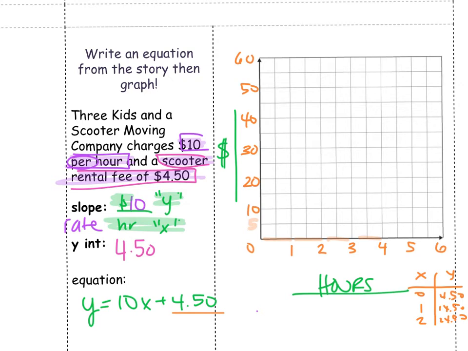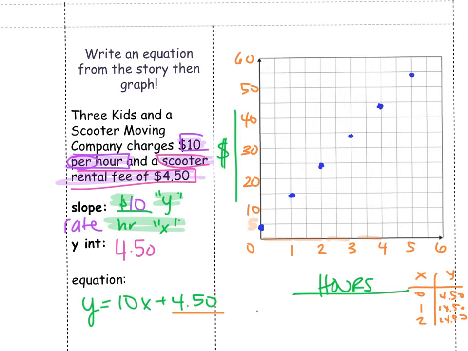So I can start graphing now. So I have (0, 4.50), which is right close to 5. After 1 hour, we figured out it was 14.50, which is right there. After 2 hours, it was 24.50. 3 hours would be 34.50. 4 hours, 44.50. 5 hours, 54.50. And that's all that I can fit.